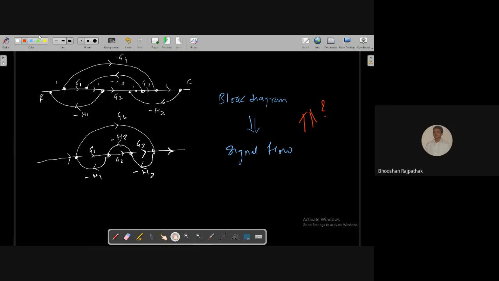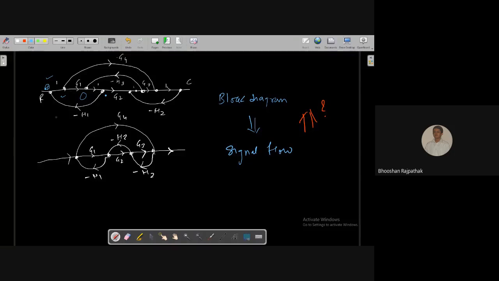The reason is this. If this is converted from a block diagram, you can understand that here the path is coming in. That means here you have a summing point. Here the path is going out. That means here you have a takeoff point. Here there is a summing point. Here there is a takeoff point. But now we have combined this summing and takeoff together here. So in a block diagram, summing and takeoff cannot be combined together. Summing is different, takeoff is different.